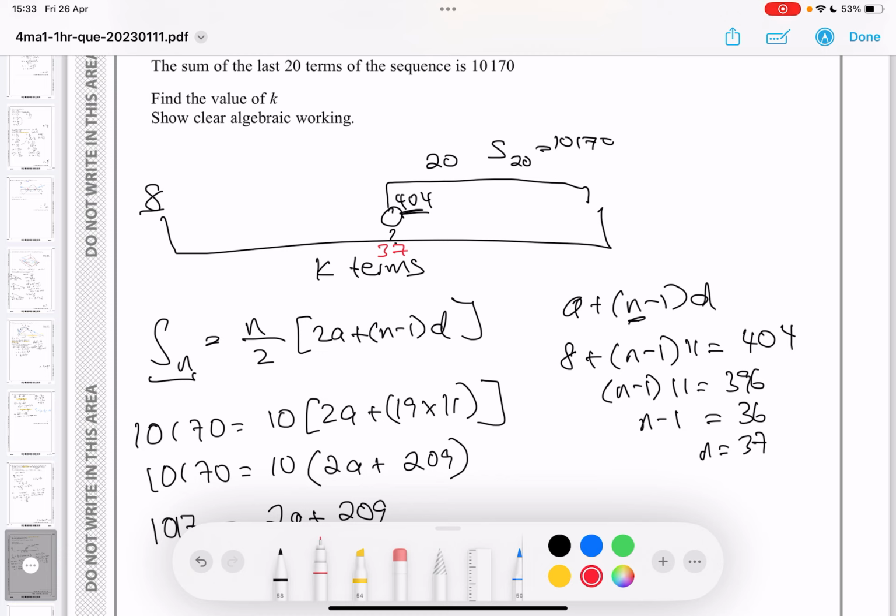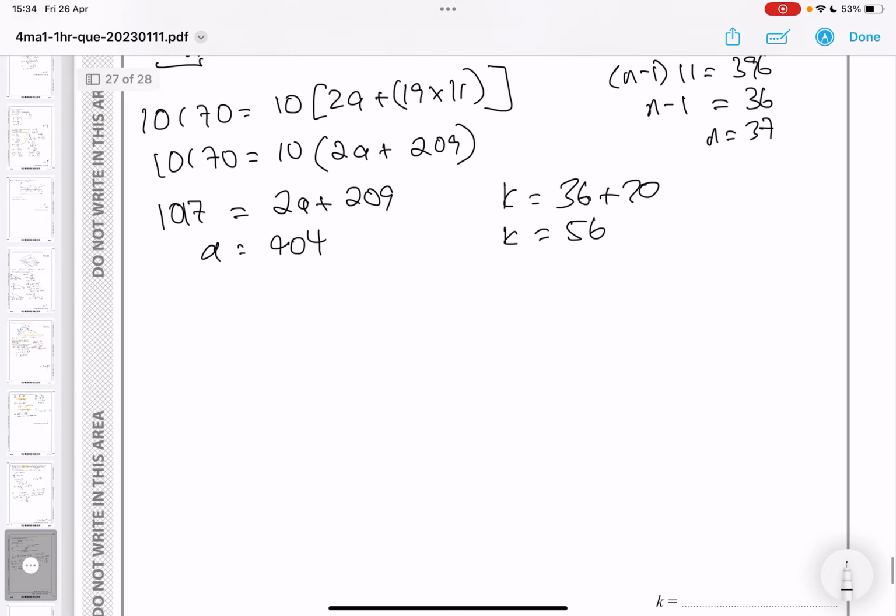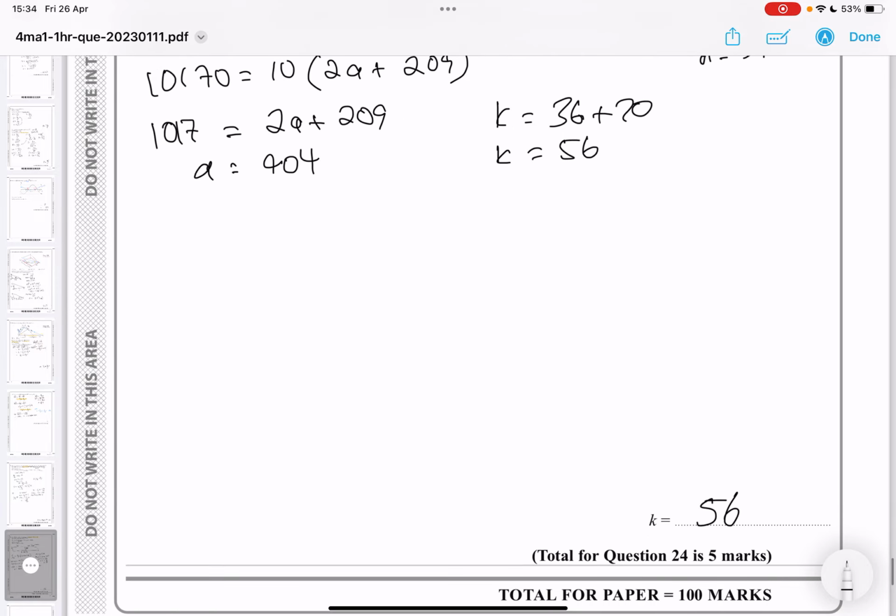So how many terms are there between the first term and the 37th term? That's going to be 36 terms, okay? So there's 36 terms between the first term and the 37th term, and there's 20 terms between the 37th term and the last term, because it says that was the sum of the last 20 terms. So k is going to be 36 plus 20. That's how many terms there are altogether, which is 56, okay? So the answer is going to be 56.